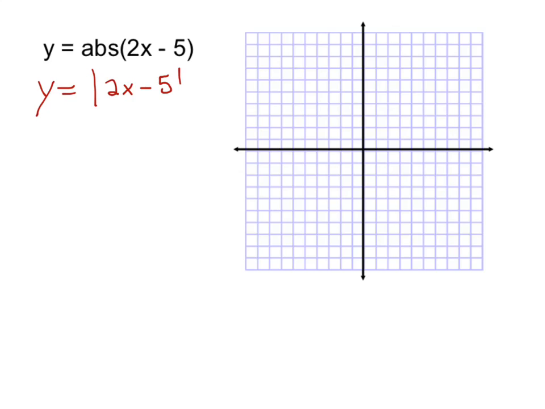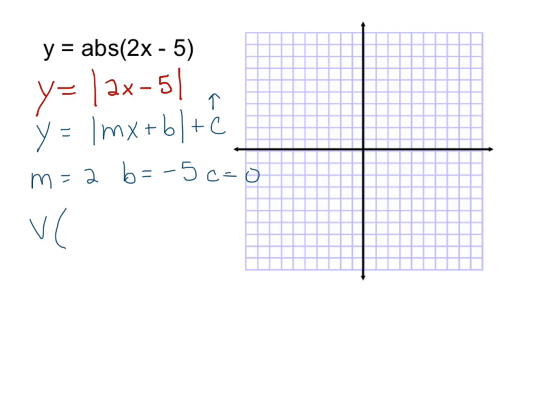Okay, so I'm going to write it the way our book would present it. First thing I would do is compare it to our standard model of absolute value functions, and I would determine what m, b, and c are. m is 2, b is -5, and there is nothing here, so c must be 0.